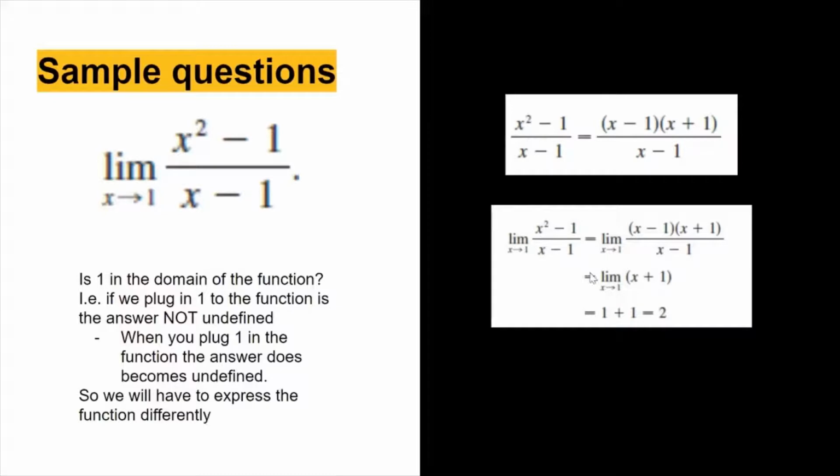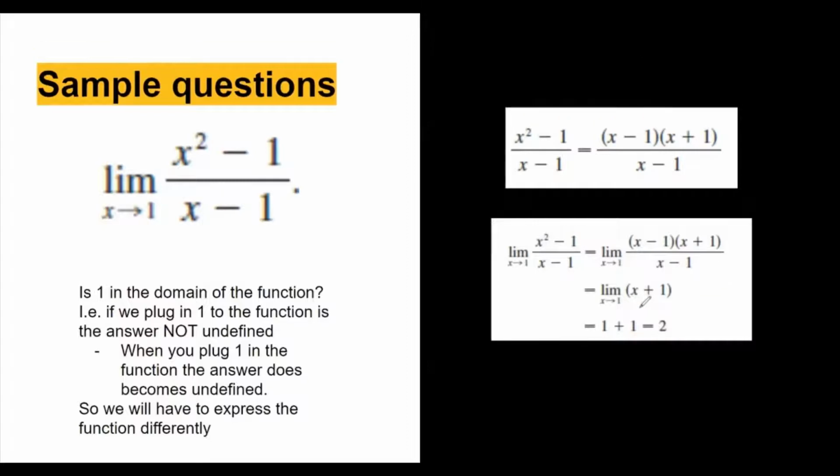Now again, we can just put 1 in the new function, which here is x plus 1. If I put 1 in this function, I get 1 plus 1, which is 2. So obviously it is not undefined. And thus we use direct substitution for this part of the question, and that's how we get 2.